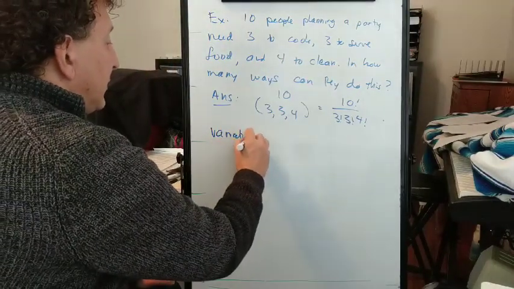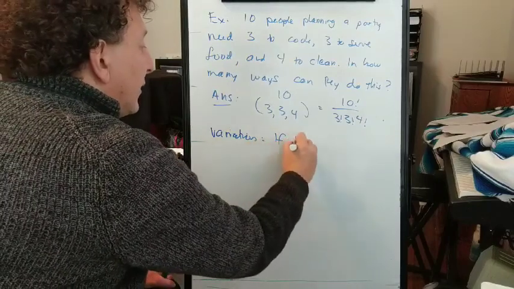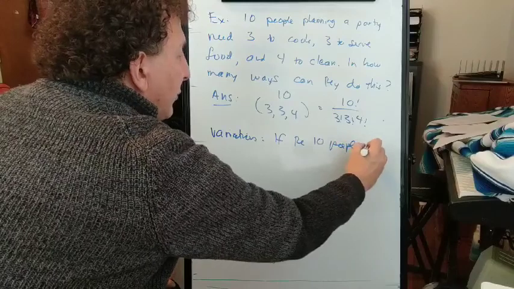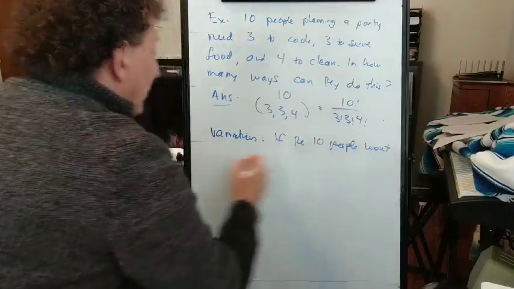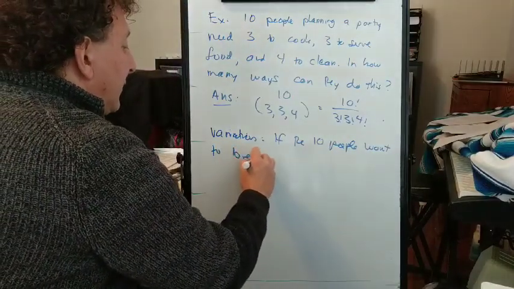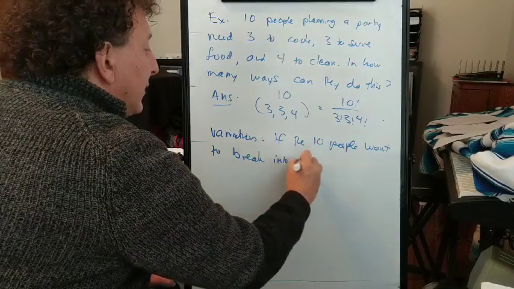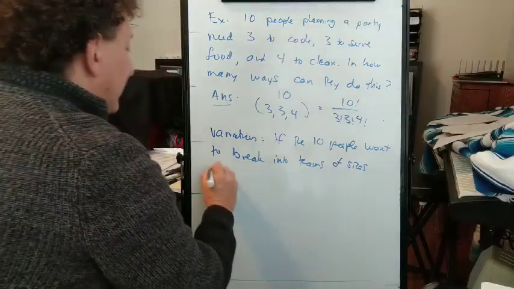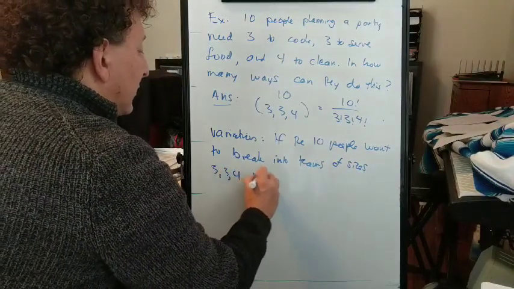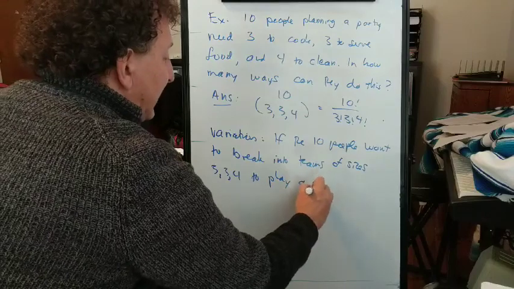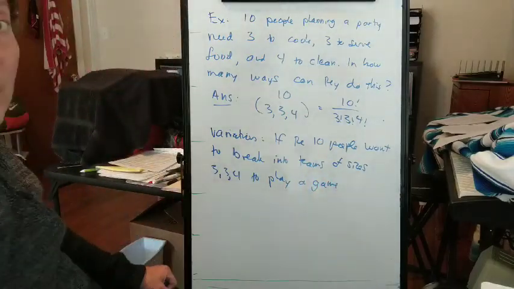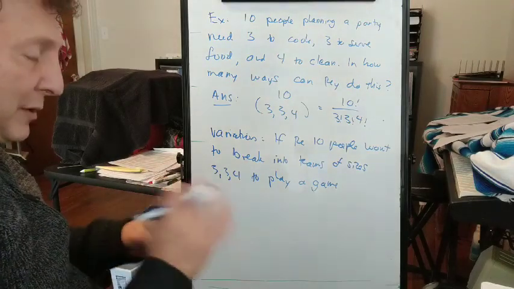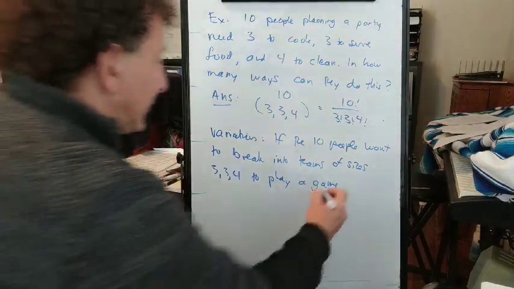And then the variation: if the 10 people want to break into teams of sizes 3, 3, and 4 to play a game. Now the teams are not labeled anymore. We don't have a team A, team B, and team C. We just have 3 teams: 3 people, 3 people, and 4 people.